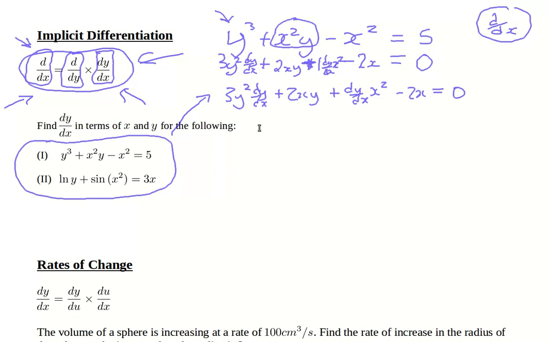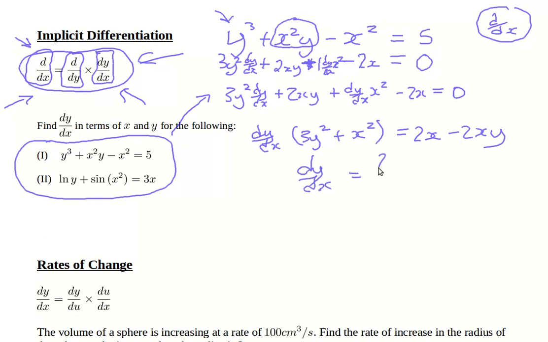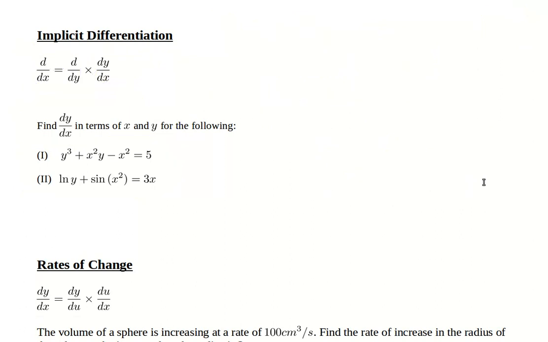I'm going to now factorise it, so that I've got the dy by dx on its own, 3y squared plus x squared. I'm also going to move, I hope you don't mind me doing this all in one go, I'm going to add the 2x and take away the 2xy onto the right hand side of the equation. Then I can see that dy by dx is 2x minus 2xy over 3y squared plus x squared. And we're done.